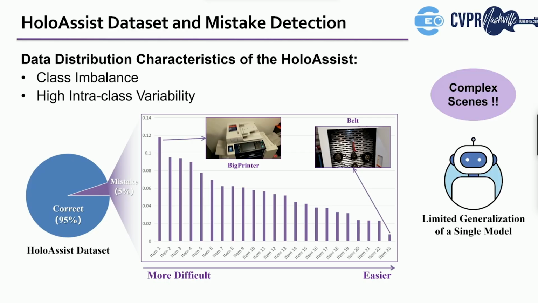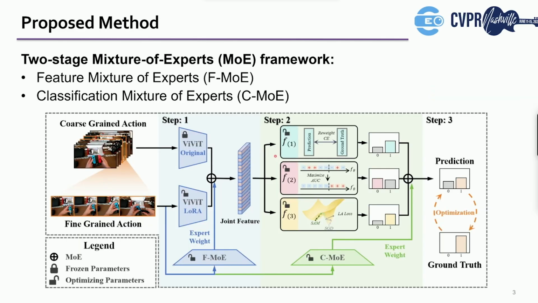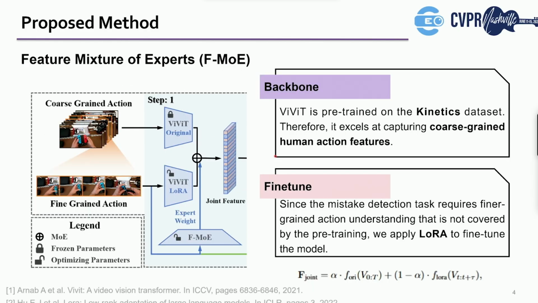So, this complex setting makes it tough for a single model to perform well, and simply using a balanced loss isn't enough to handle the imbalance. To address these challenges, we propose a two-stage MOE framework designed to exploit complementary modeling strategies at both the feature extraction and the classification levels. Let's start with the first part, called feature MOE.